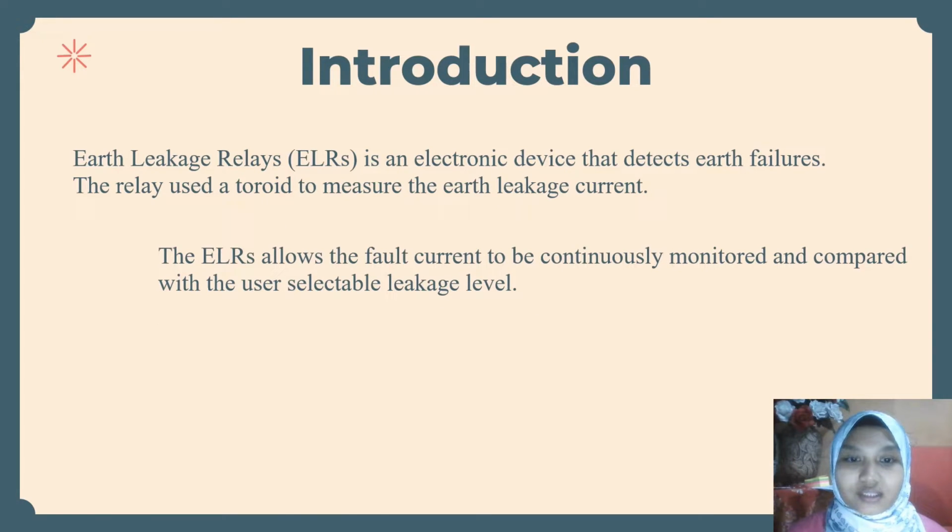The ELR allows the fault current to be continuously monitored and compared with a user-selectable leakage level. Should the leakage exceed this level, the relay will trip to indicate a fault condition with a very fast response time of under 40 milliseconds. The supply can be disconnected before serious damage can occur.